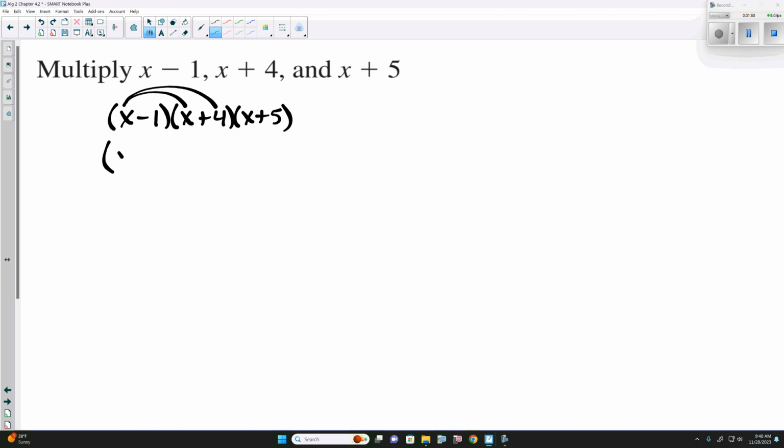Parentheses, x times x is x squared. X times 4 is plus 4x. Negative 1 times x is negative x. Negative 1 times 4 is negative 4. Now we left the parentheses this time, unlike the last time, because we still have something we have to multiply once we're done.